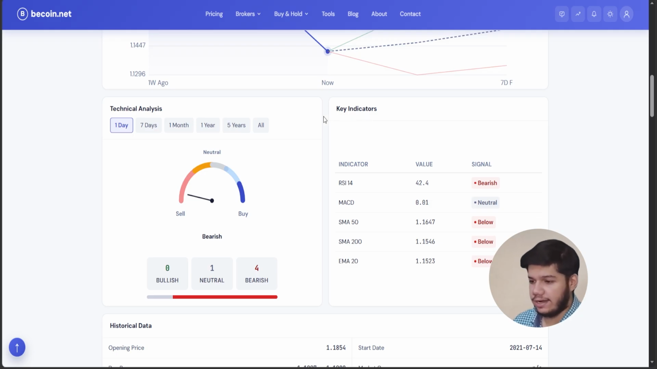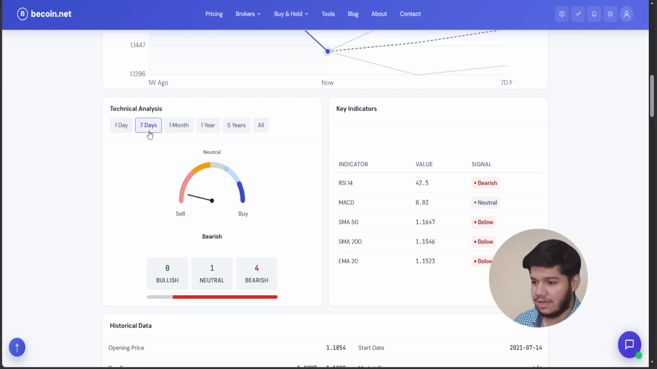If you don't want to analyze by yourself, here's a key tip: you can use the key indicator section and the technical analysis section right here, which lists RSI, MACD, SMA, SMA 200, and EMA. Here is the signal and here are all the values. You can use it in your trading strategy. If you want to see the technical analysis, here it is. It's 4-star for bearish, which means that the price could go downwards in the intraday.